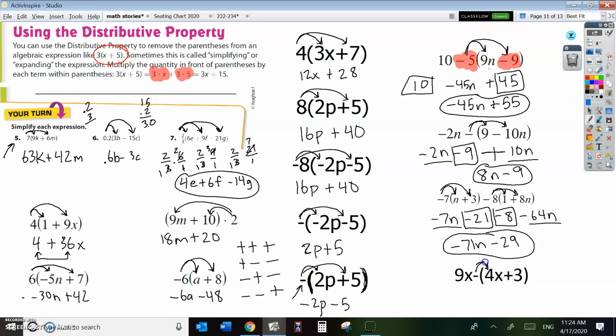Distribute the negative first. 9x minus 4x minus 3. Remember, when there's a negative in front of the parentheses, it changes the sign of everything that was inside the parentheses. The 4 was positive, the 3 was positive, but the subtraction sign in front of the parentheses changes them both to negatives. Combine like terms, 9x minus 4x is 5x minus 3.